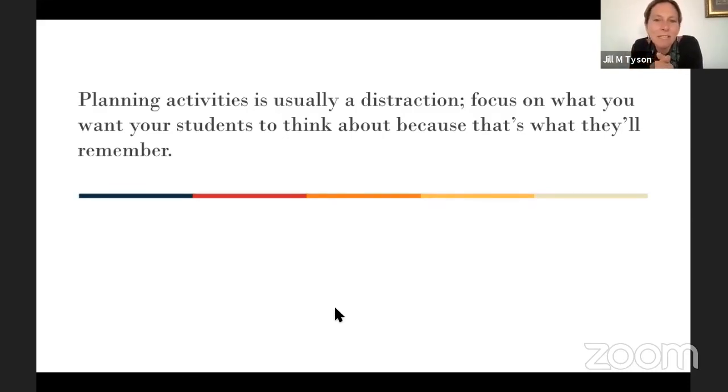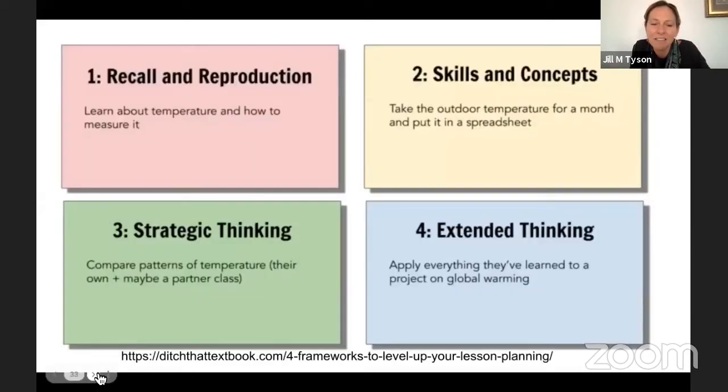So sometimes planning those activities is kind of a distraction, but what I'd like to ask you to do is start thinking about what you want your students to think about. Start thinking about it that way, and then that'll make your lesson planning easier and better.